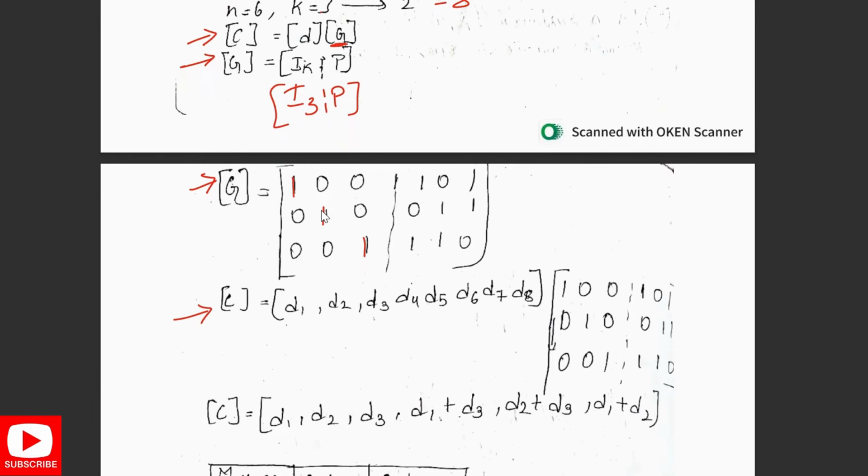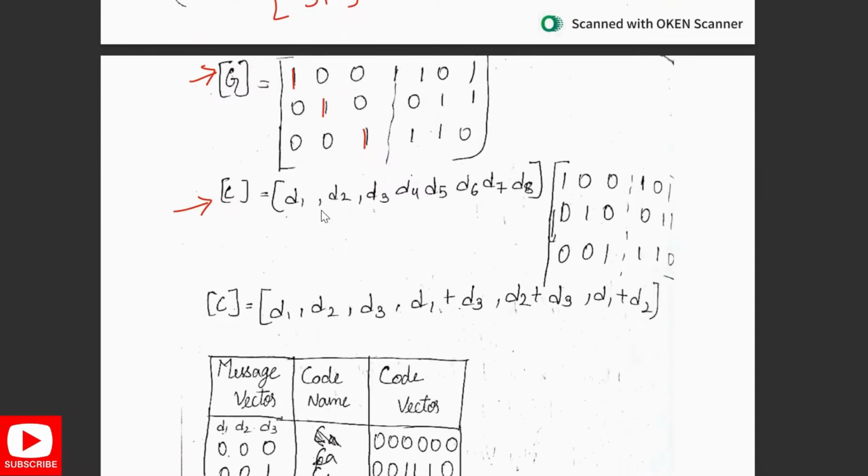Now put it into the equation. C is equal to D into G. D into G means how many code words I have to find here: 8. So it is from D1 to D8, and this generator matrix I copy here. So now how do you find the equations here? Basically you do matrix multiplication. So D1 is multiplied with 1 and 0 and 0. This is how you multiply it here. And then D2 to here and D3 to here, and D4 to this line, D5 to this line, D6 to this line, like that you have to multiply.